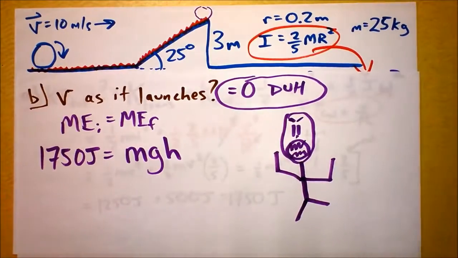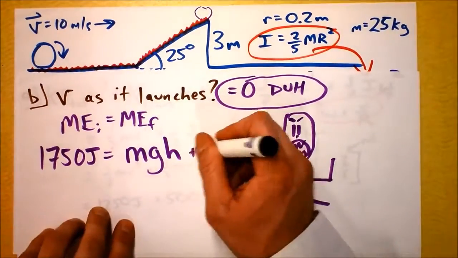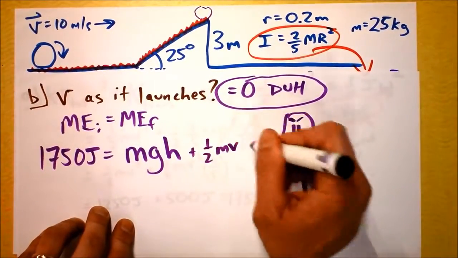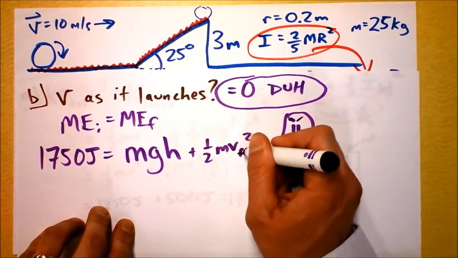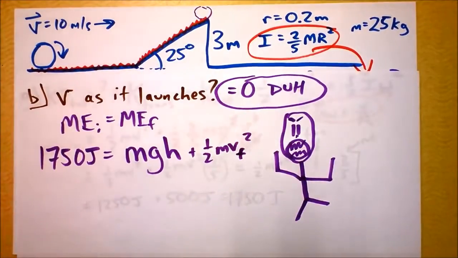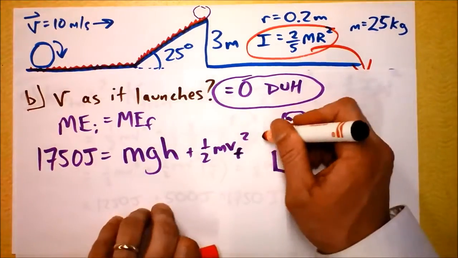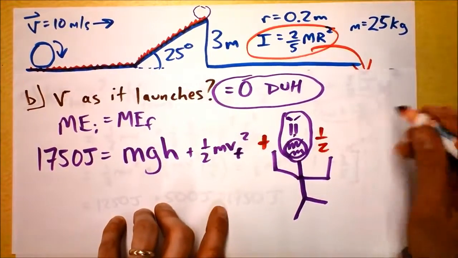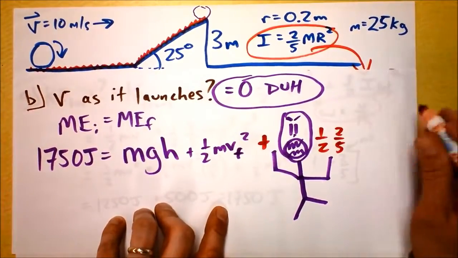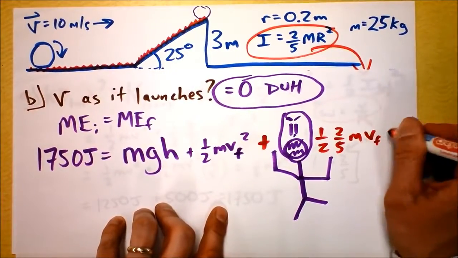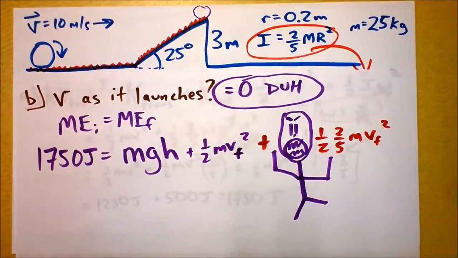Good, wow. All right, that's a little bit too far. I'm going to add on 1/2 mv final squared, and we are just going to solve for v final. So wait a second. If it's moving, it's also going to have to have rotational energy. So I'd better add on here plus 1/2 times 2/5 times m times v final squared. And now I have to solve it for v final.